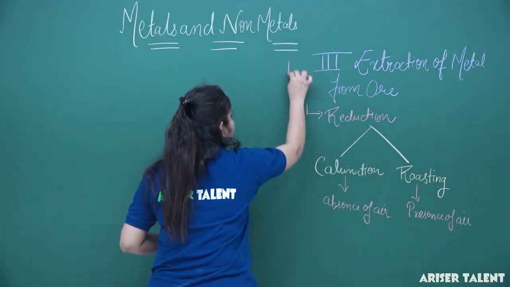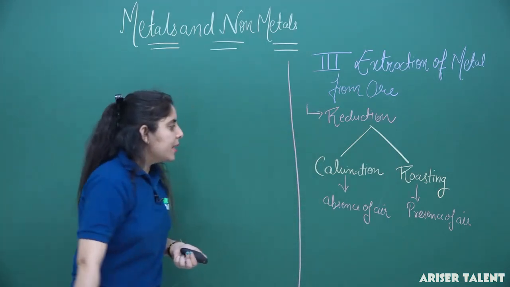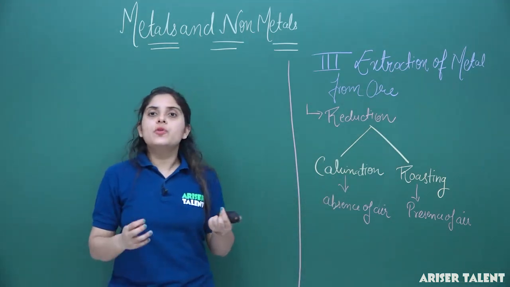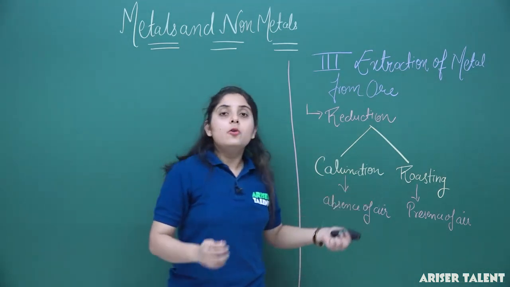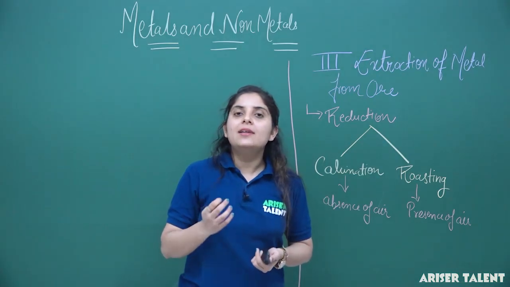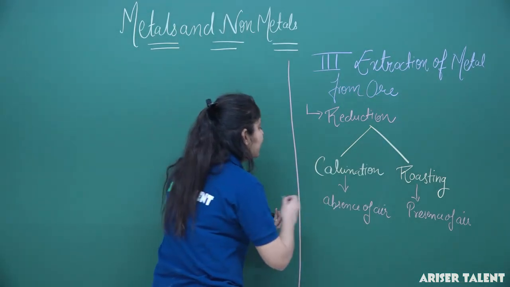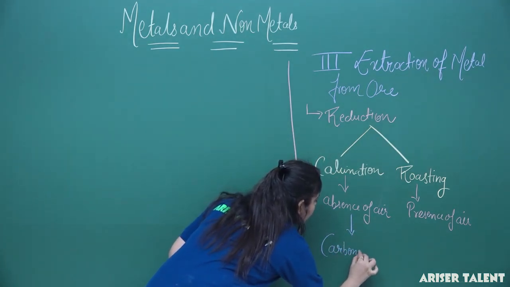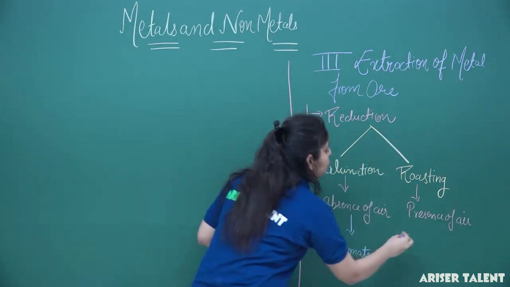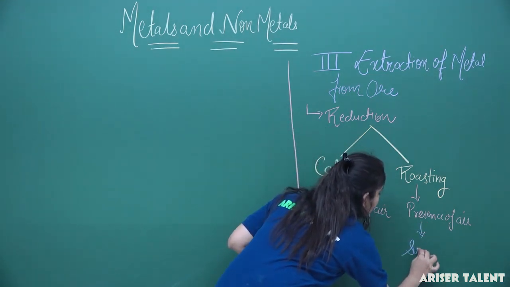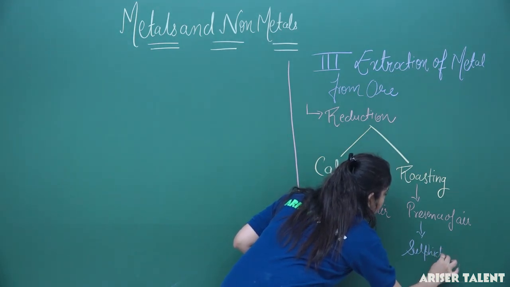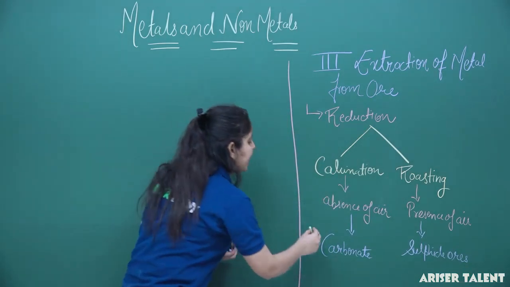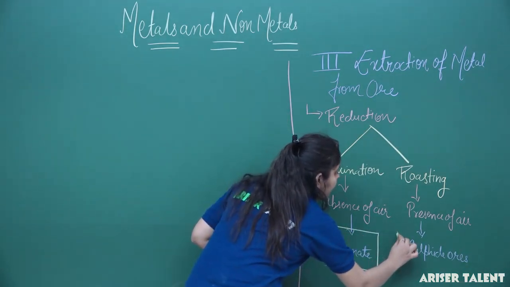So this is the brief criteria about calcination and roasting. One more thing is that calcination is usually done for carbonate ores and roasting is usually done for sulfide ores. So we can say that calcination is done for carbonate ores and roasting is usually done for sulfide ores. This is all about the calcination and roasting methods we have discussed here.